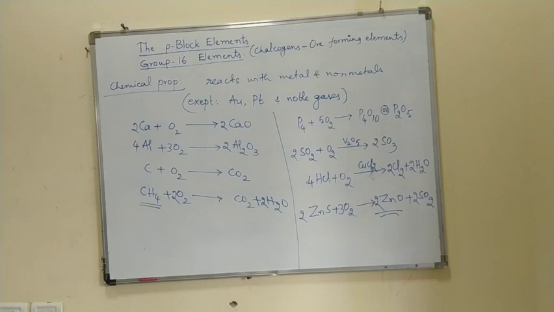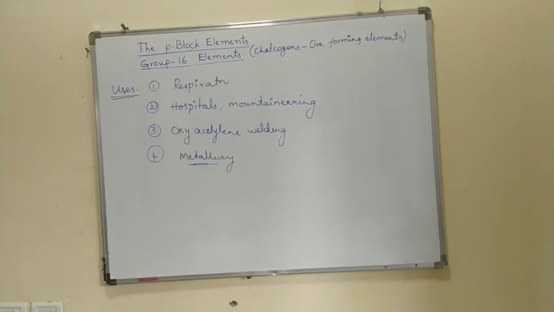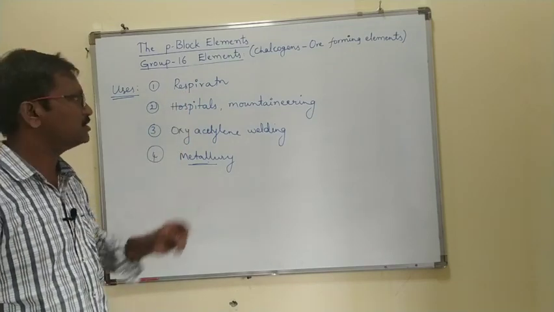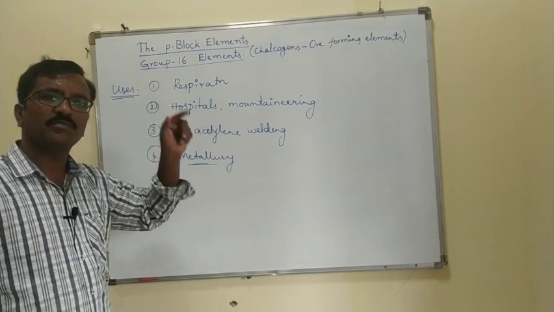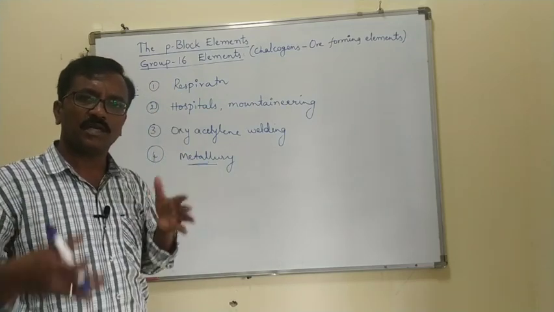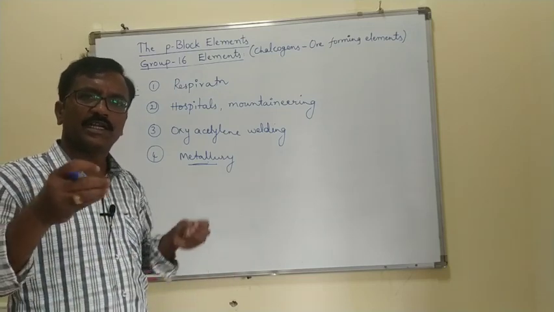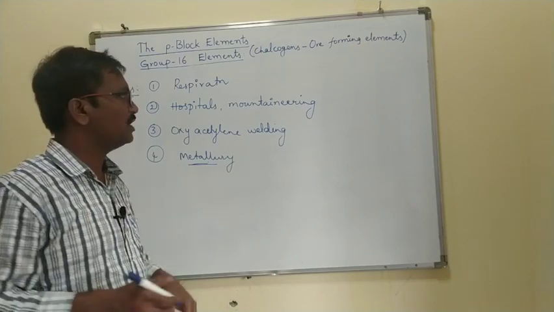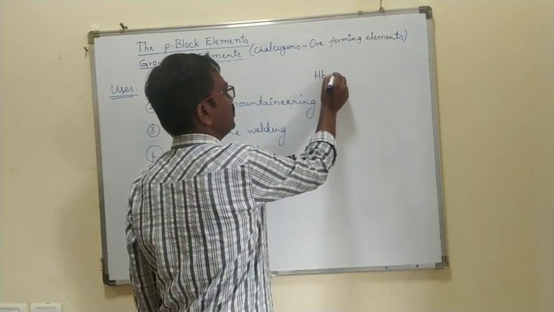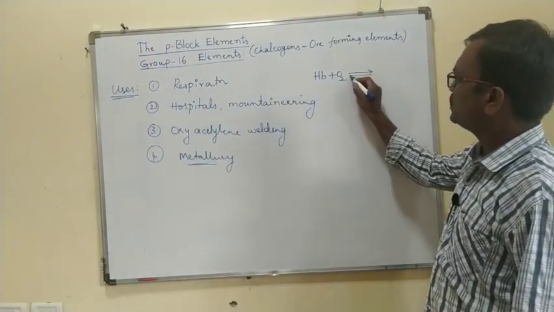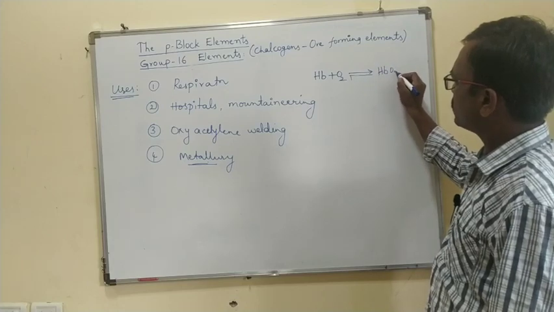Next one, uses. Oxygen is generally utilized in the respiration process, our breathing process. Oxygen combines with hemoglobin and forms oxyhemoglobin. Oxyhemoglobin goes to different parts of our body and liberates the oxygen, giving hemoglobin again. What is the beauty of this reaction? It is a reversible reaction.